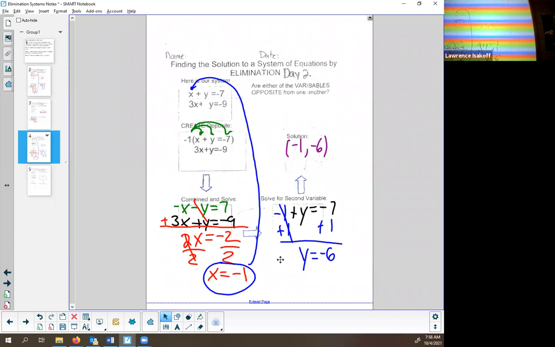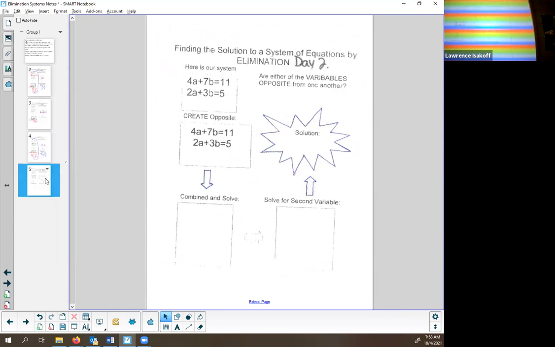Now we're going to get about as complicated as we can get here. I'm going to create opposites the hardest way here. There's one way that's slightly easier, but I want to show you the slightly harder way just so we can do it. So here I have 4a plus 7b equals 11, 2a plus 3b equals 5. Are any of these opposites right now? No. No.